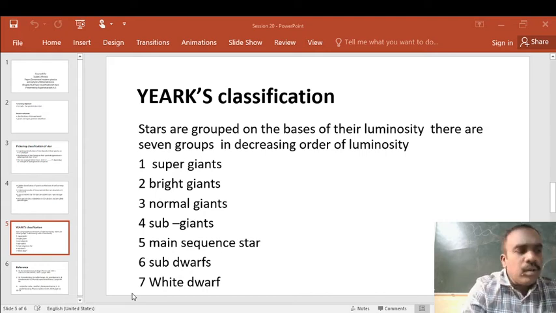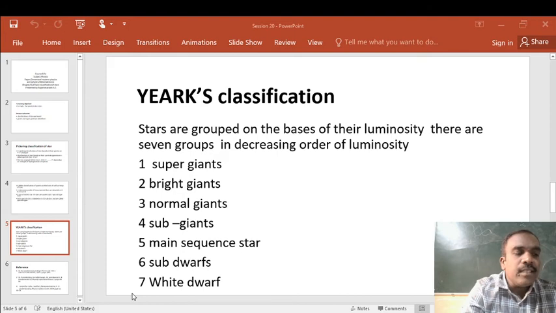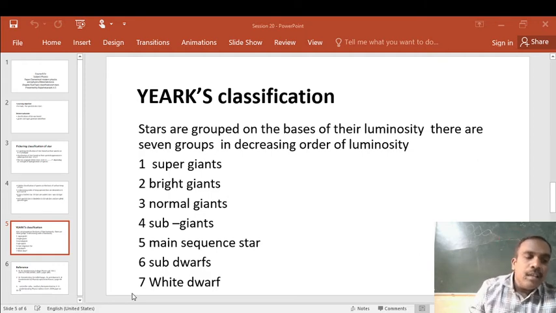subdivision groups. What are supergiants? Supergiants are highly luminous and very massive stars. Bright giants have a luminosity 1000 times more than the luminosity of the Sun. Normal giants have a luminosity 100 times more than the luminosity of the Sun. Subgiants have a luminosity slightly greater than the Sun.